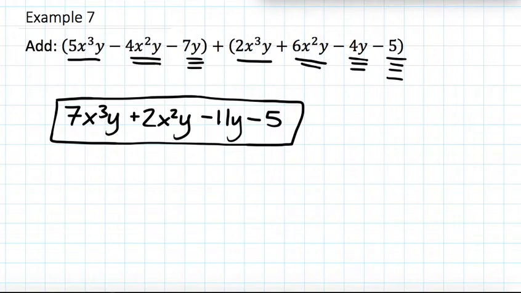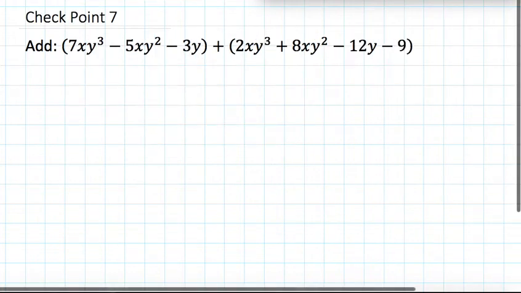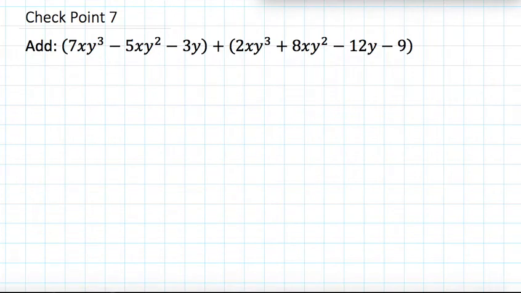So you should pause the video here and do checkpoint 7 in your notes, check your answer, and then move on with the rest of the video.